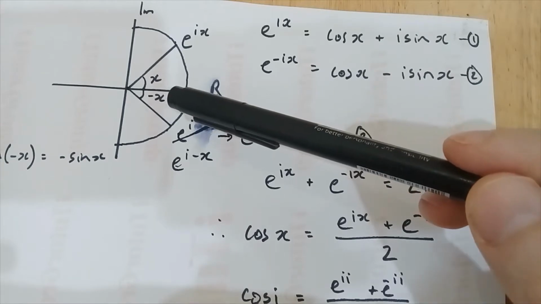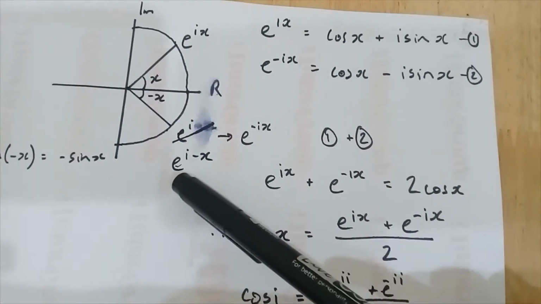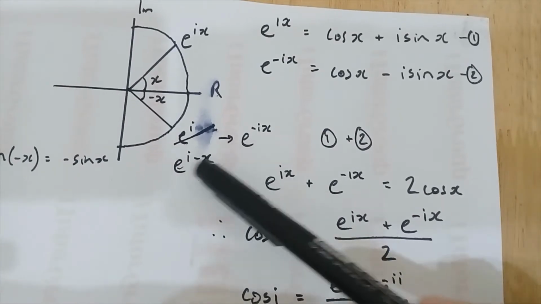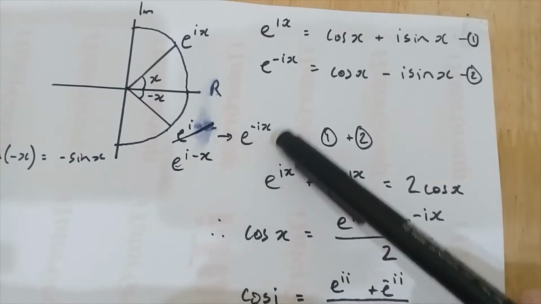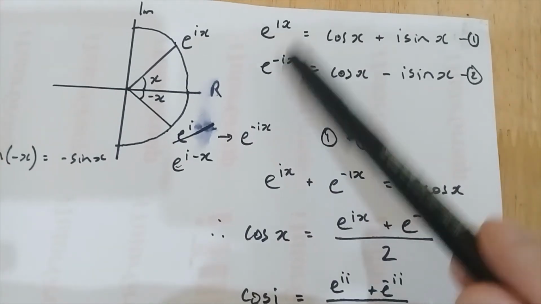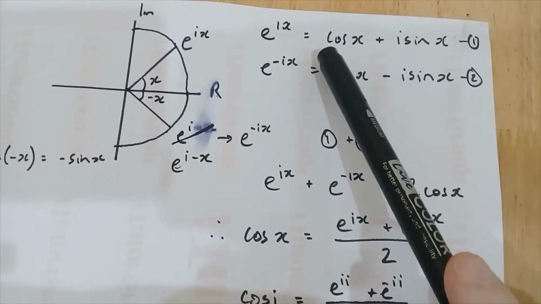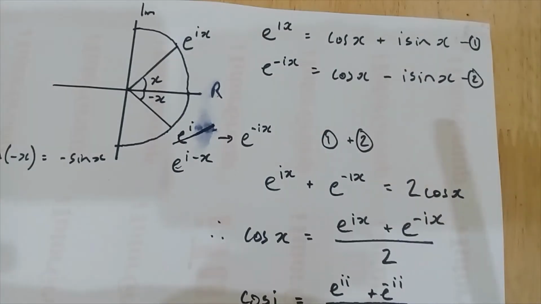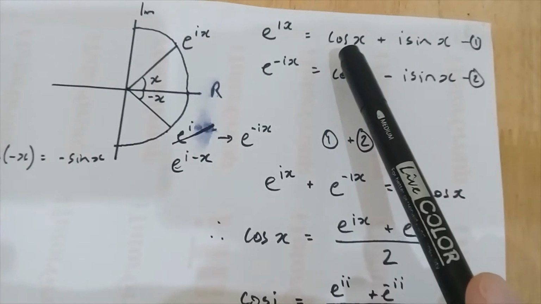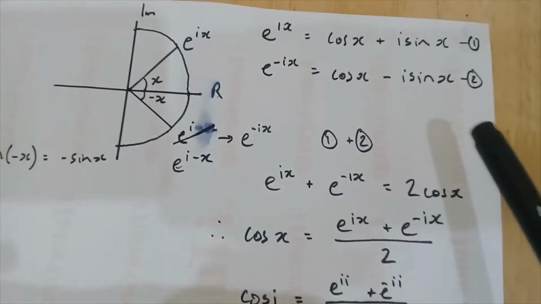They sometimes call angles arguments in complex numbers. And that will give me e to the i(-x), or I can rewrite that as e to the -ix. Now that's both of them in exponential form. Let's write them again in rectangular form. So the first one's just cos x plus i sin x.